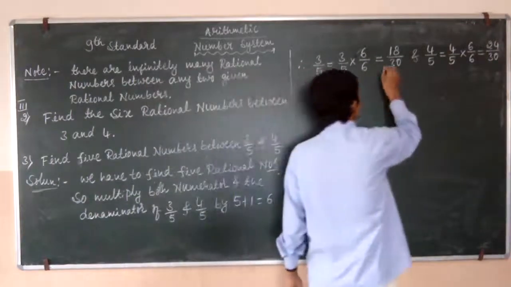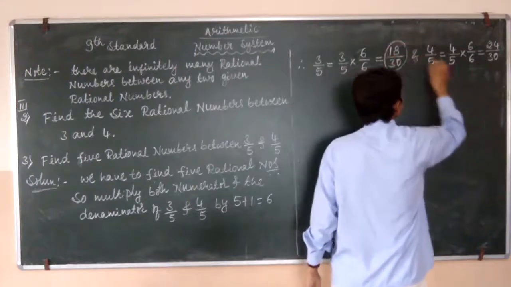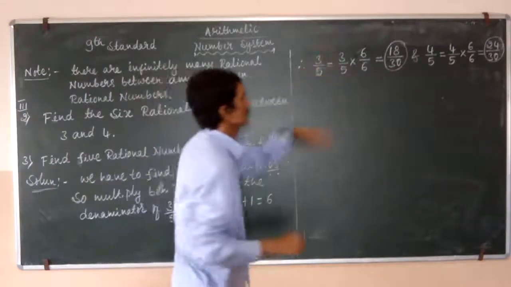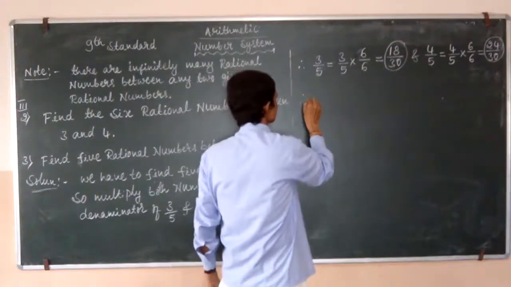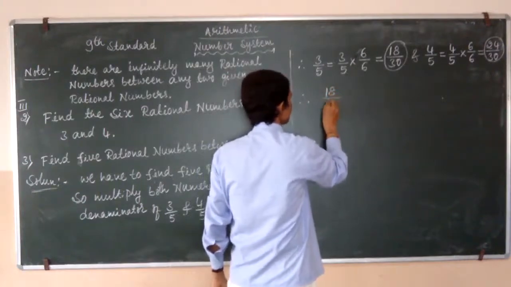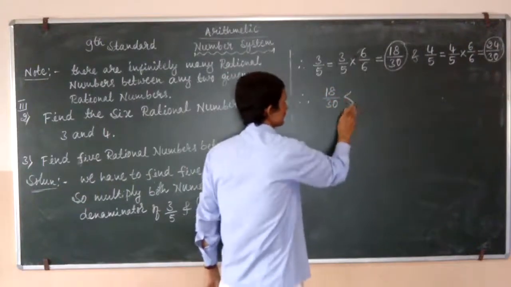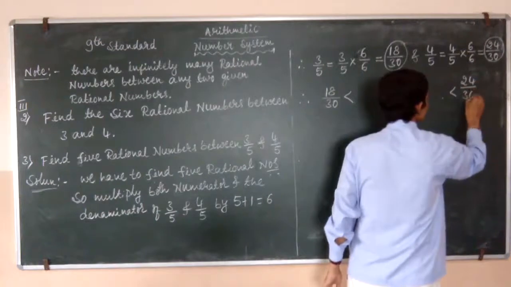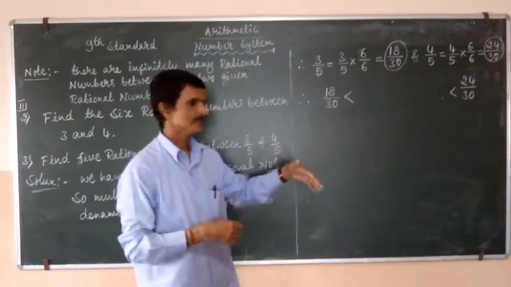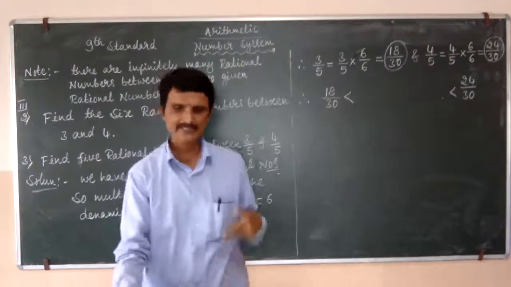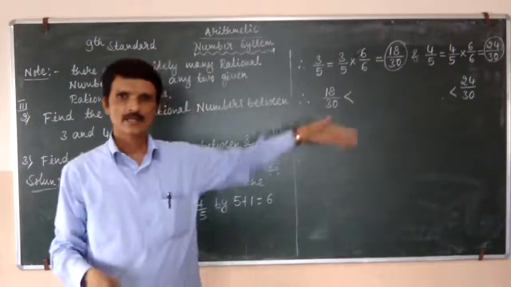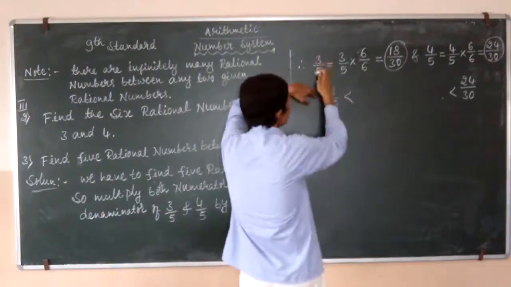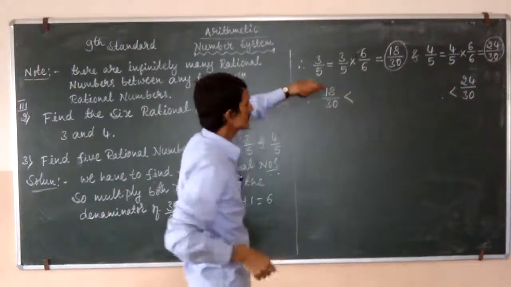So now we have to write 5 rational numbers in between those. Therefore, 18 by 30 and here 24 by 30. In the previous problem, we kept the denominator as it is and added 1 to the numerator. So here, 3 by 5 is converted to the form 18 by 30.